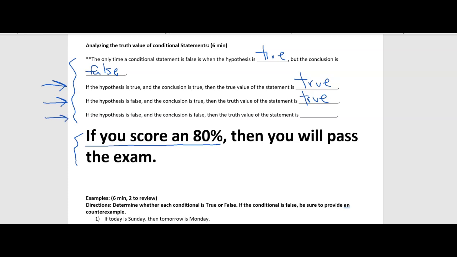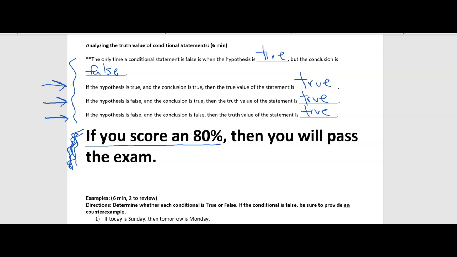So if the hypothesis is false and the conclusion is false, then the truth value of the statement is still true, right? And that goes back to my 50% example. If somebody scores 50%, then that makes the hypothesis false. And if they didn't pass with the 50%, it also makes the conclusion false. But it doesn't make this entire statement false, right? Because all this statement is saying is that if you score an 80%, then you're going to pass the exam. It doesn't mention what happens if you don't score an 80%.